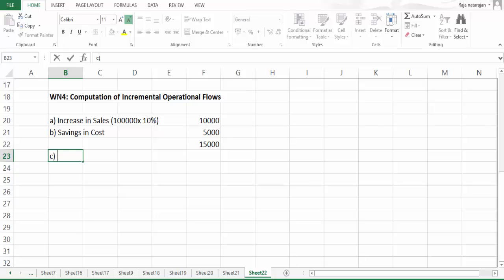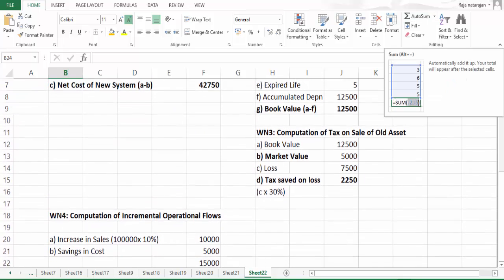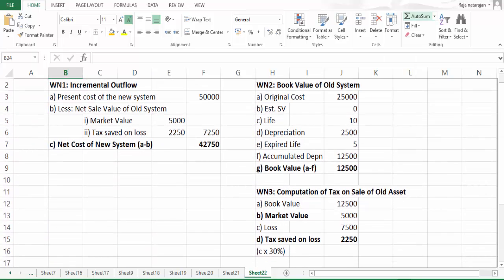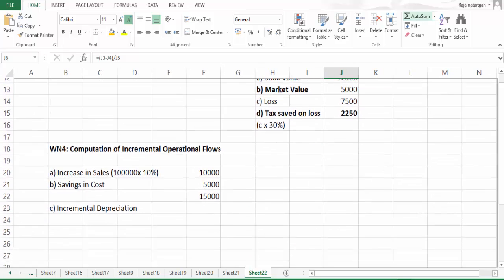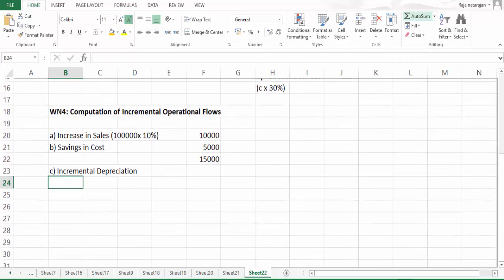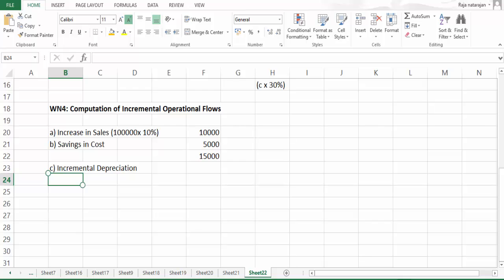We have to give effect for depreciation because there is an incremental depreciation. How do you calculate the incremental depreciation? Already we have calculated the depreciation, and what was the figure we have calculated? Depreciation was 2,500, and if that asset is going to be continued, then 2,500 for another 5 years has to be provided. So that's going to be the existing depreciation. It means we have to calculate what is the new depreciation. So what's going to be the new depreciation?